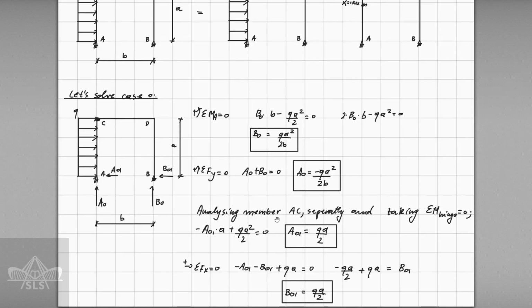And now if we analyze member AC separately, and we take the sum of bending moments at the hinge, as we already know that since we induced a hinge, the bending moment there is going to be 0. If we take that the sum of bending moments at the hinge is 0, we are able to find the value of support reaction A01 as shown here. Next, for the whole frame, we can take the sum of forces in X, and then we can determine the value of support reaction B01 as shown here.